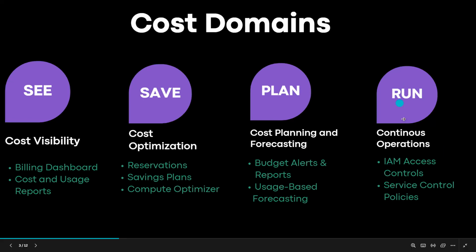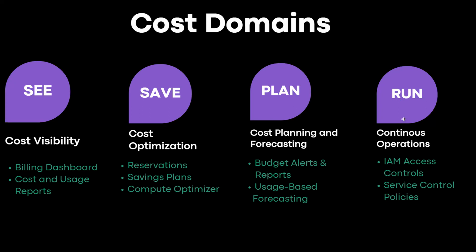And under continuous operations, the key things there are, first, controlling access to your account. We'll look at this in a bit more detail a bit later. And also if it's an organization account, so if you're running multiple accounts, you can also consider the use of service control policies. So these are essentially the cost domains.